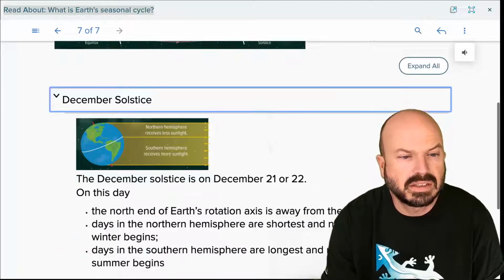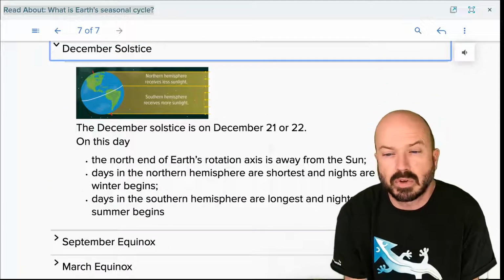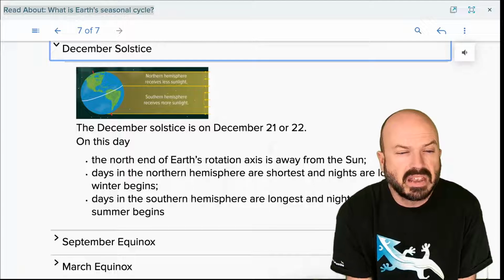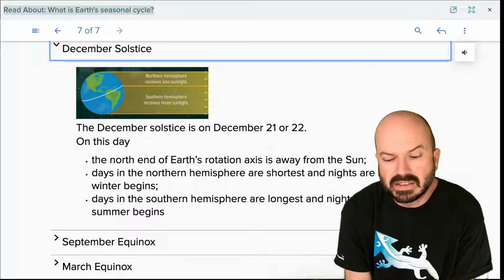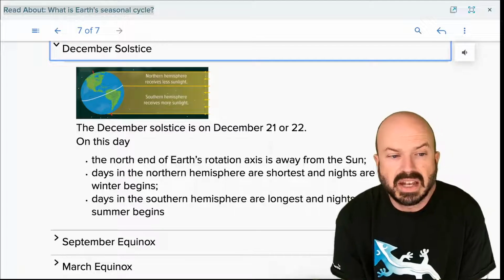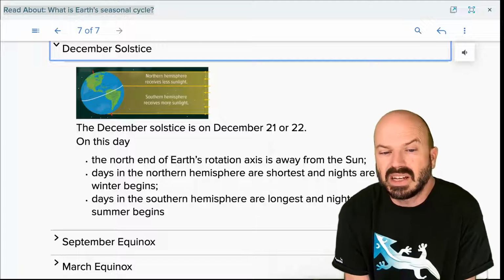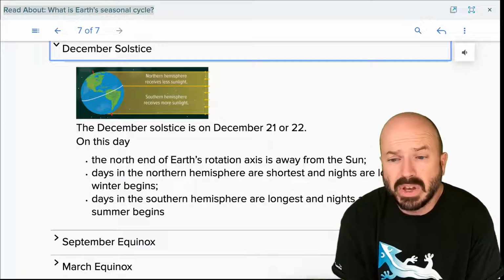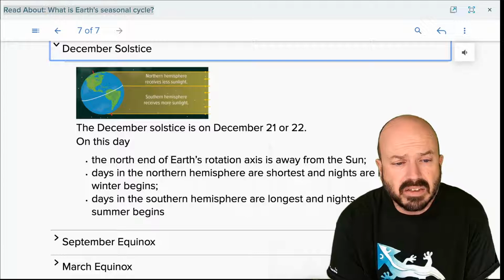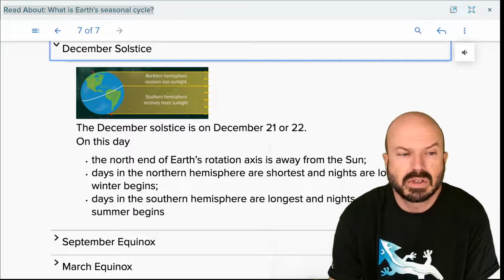So the December solstice is on December 21st or 22nd. On this day, the north end of Earth's rotation axis is away from the sun. The days in the northern hemisphere are the shortest and nights are the longest, and winter begins. And days in the southern hemisphere are longest and nights are the shortest. Summer begins.